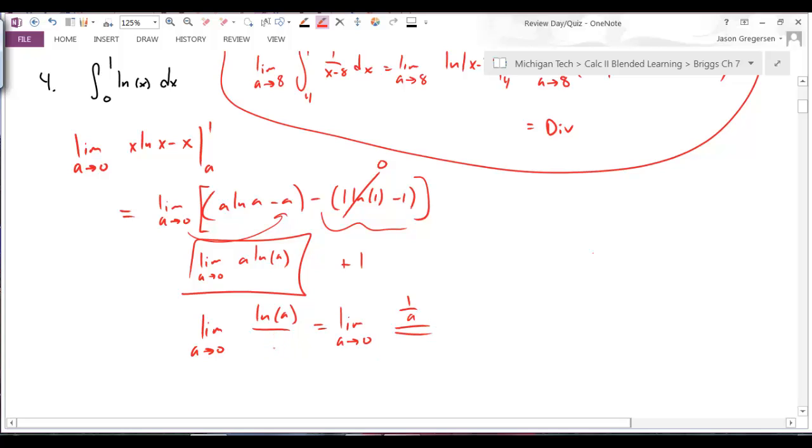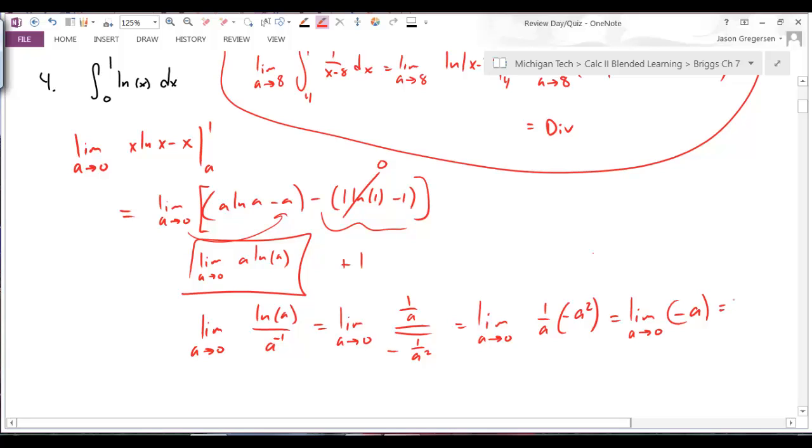1 over a is really like a to the negative 1 power. And so if I take the derivative of that, I would get negative a to the negative 2 power, or negative 1 over a squared. I'll flip and multiply. I'll get 1 over a times negative a squared. So it looks like I'm looking for the limit as a goes to 0 of negative a.